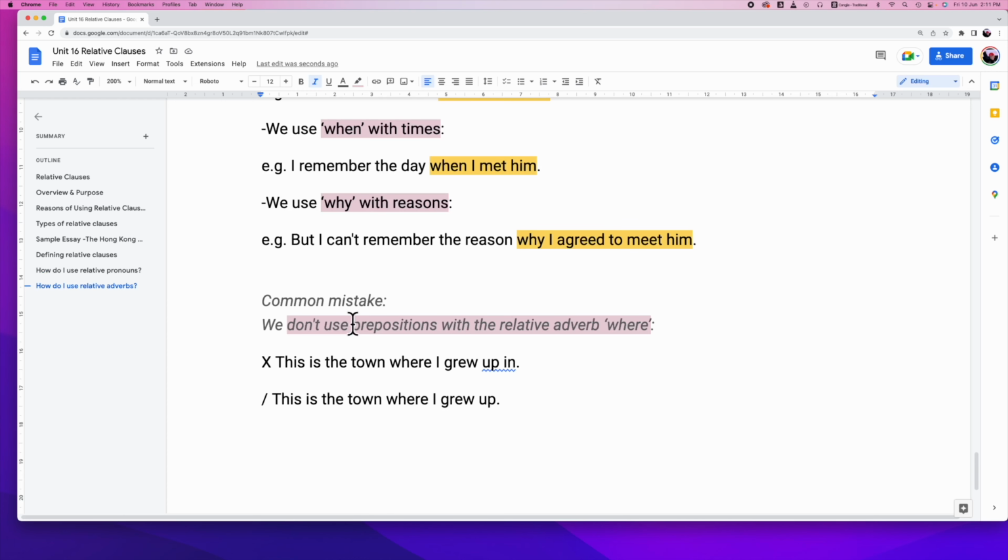There's one more thing we have to be careful about with the relative adverb where. After the relative adverb where, we don't finish the clause with a preposition. Let's take a look. This is the town where I grew up. But we can't say this is the town where I grew up in. So you can see, consider changing it like this. Otherwise, it will be a mistake.